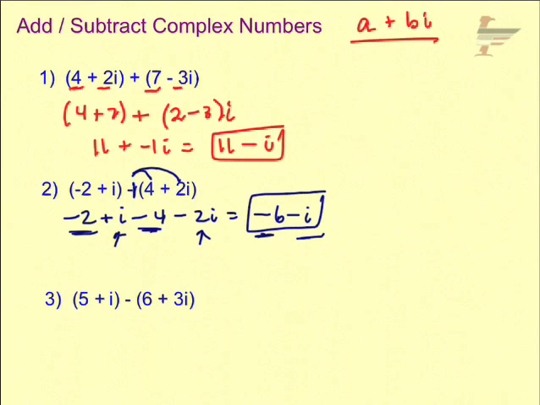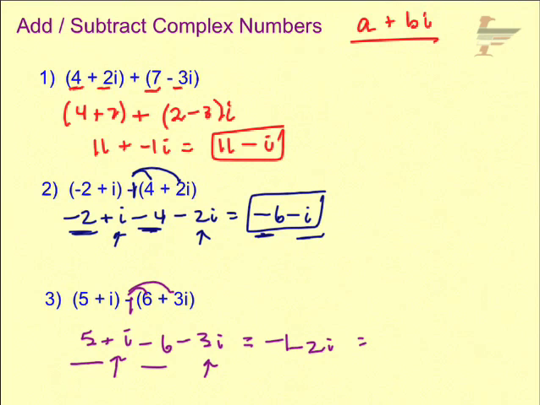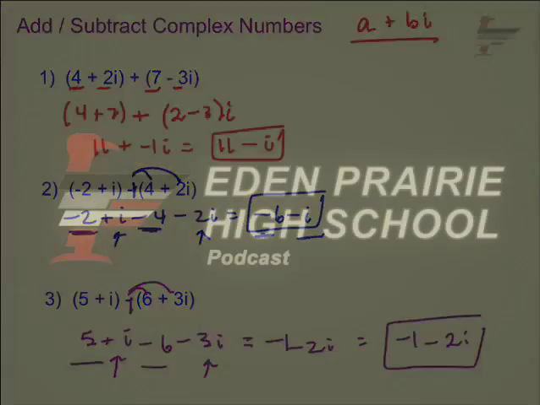Now example 3, let's see how this one is going to work. Again, there's the subtraction, so I'm just going to see it as distributing a negative 1. If I rewrite the problem, 5 plus i minus 6 minus 3i. And then combine our like terms, we have a 5 and a negative 6, which leaves us with negative 1. And then we have i minus 3i, which is a minus 2i. That's really sloppy. I'll write it again over here. Negative 1 minus 2i as our final answer in standard form.